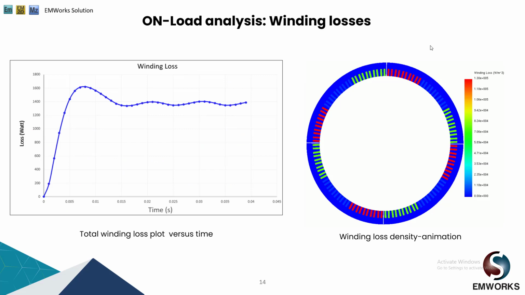Next, we have obtained the losses in the winding of the stator. Its magnitude is close to 1400 watts, and we can also obtain the winding loss density for each slot of the stator.